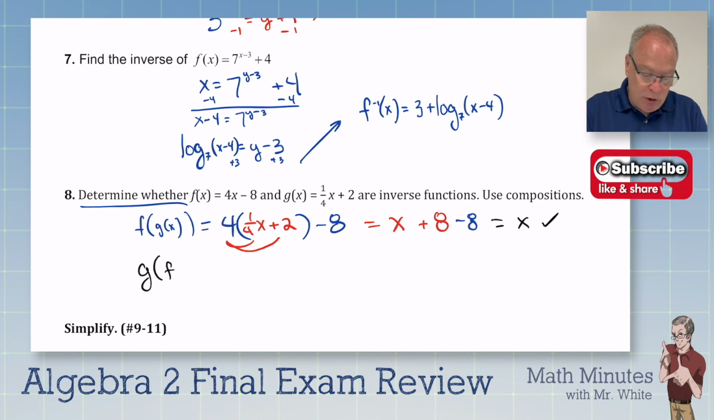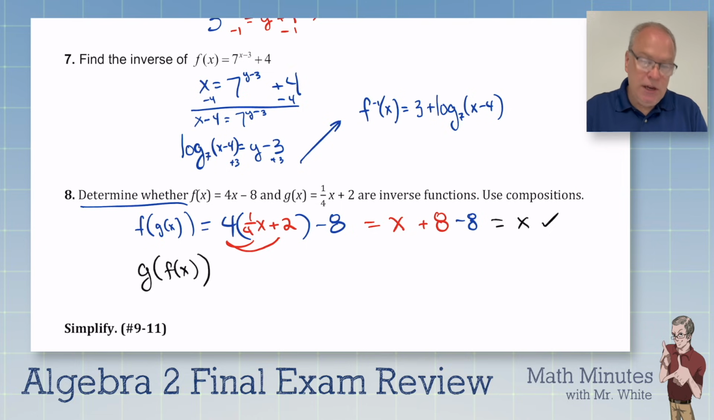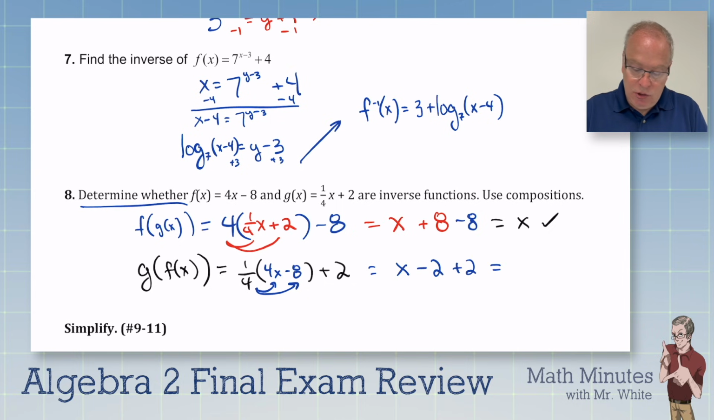Now I reverse things, and I do g of f. So 1/4 times the input plus 2. And in here, I'm going to put 4x minus 8. Again, I do my distributive property, and I get x minus 2 plus 2 equals x, check mark. All right, that looks great, right? So yes, I verified that yes, it's an inverse.